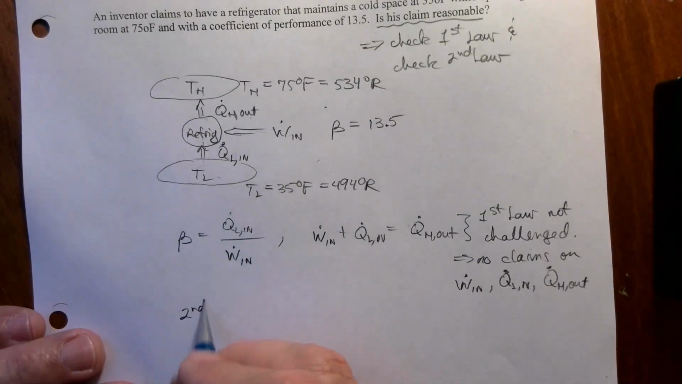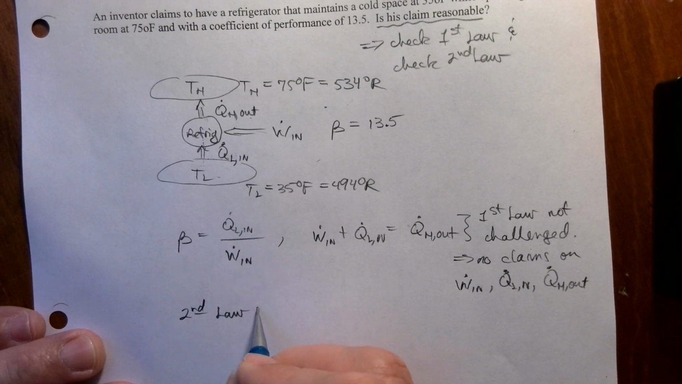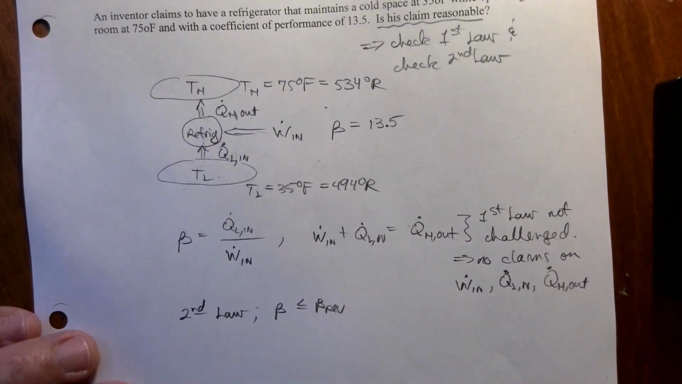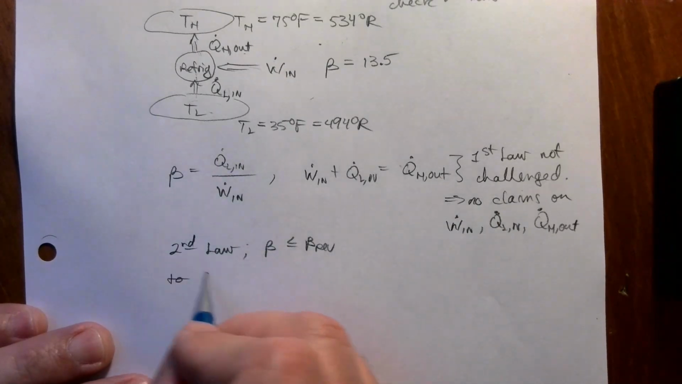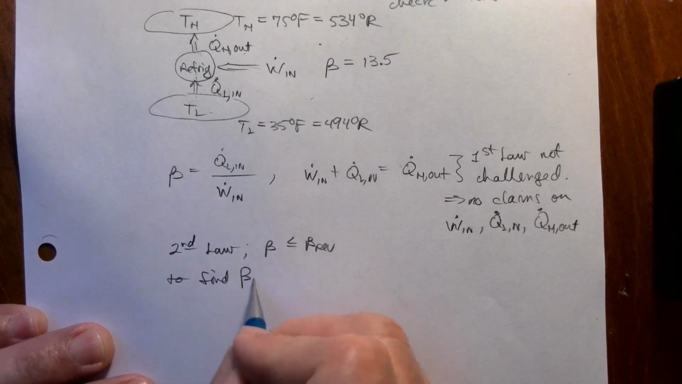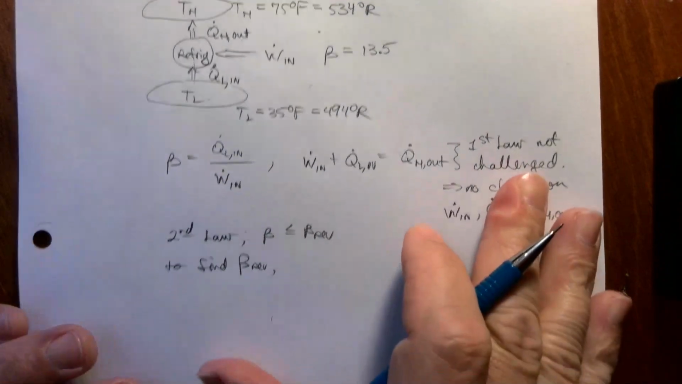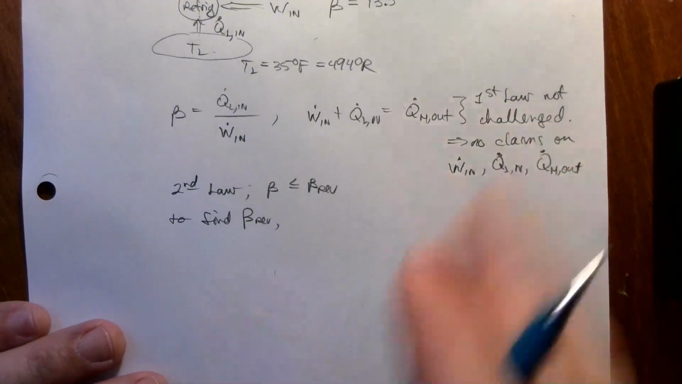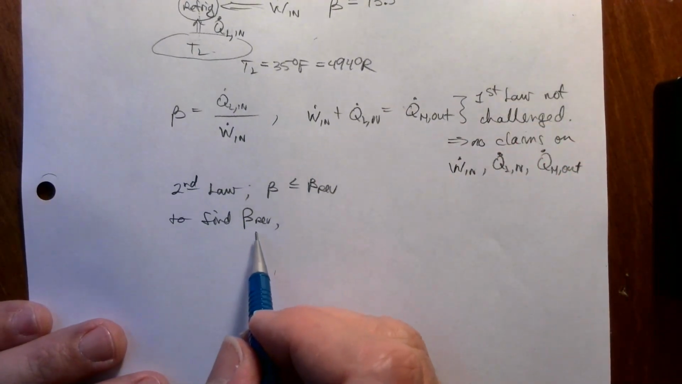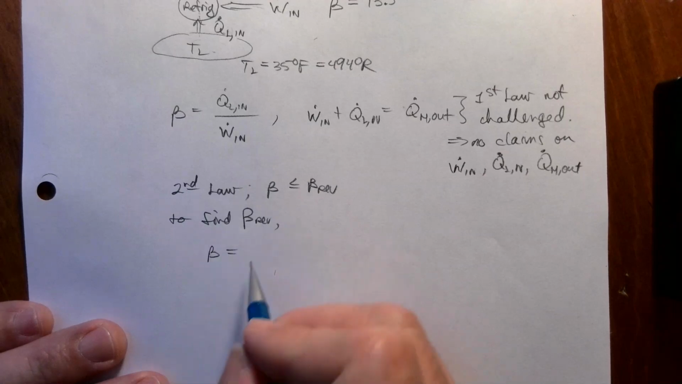Then to check the second law, the question becomes, is beta less than or equal to the reversible case? And we're just going to compare to that. Okay, so we need to find beta reversible. You could just remember the equation and write that down in terms of T_L and T_H. I'm going to go through a quick little derivation.